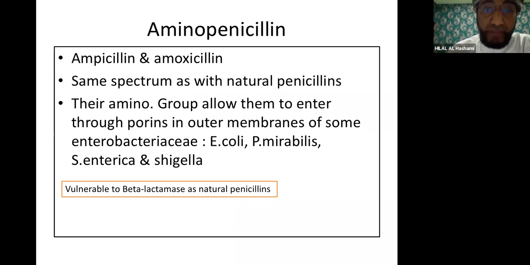Now we'll move into the aminopenicillins. Aminopenicillins are, for example, ampicillin and amoxicillin. The amino group allows them to enter the porins in the outer membrane of gram-negative bacteria like E. coli and Shigella, for the susceptible ones. That's why they have a bit more gram-negative coverage for susceptible organisms. But they are vulnerable to beta-lactamase as natural penicillin, and that's why they will not cover Staph aureus infection.